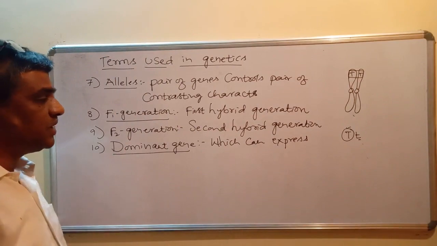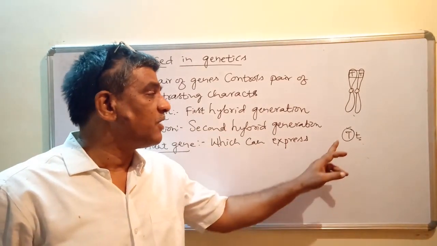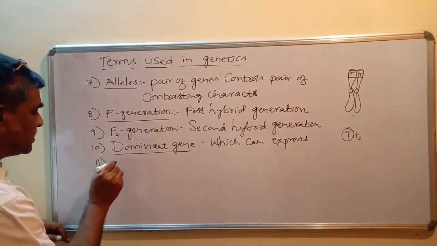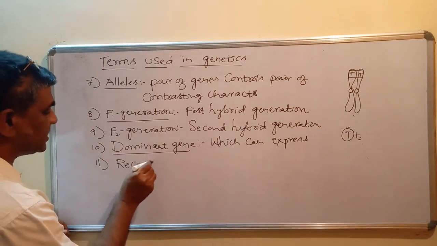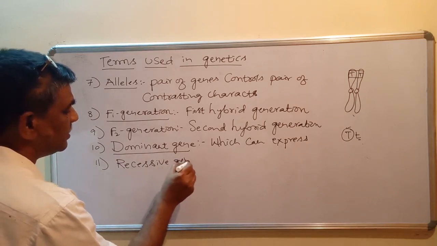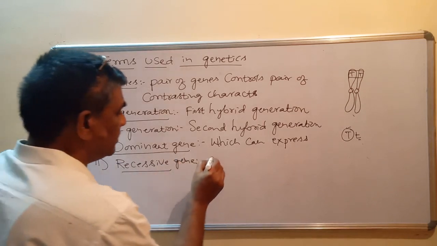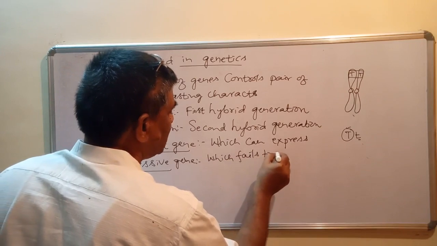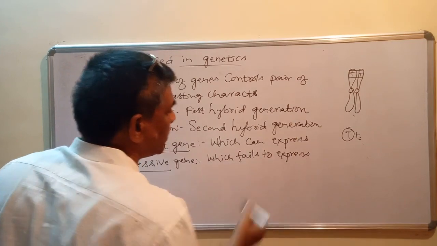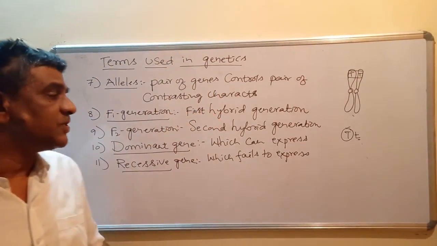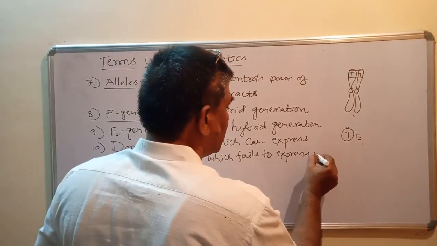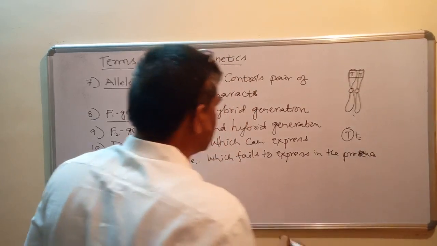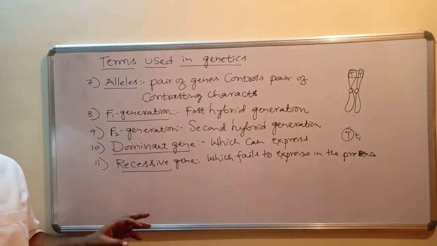So the dominant gene, which can express in the presence of the opposite one, is very, very important. Similarly, the next one is called a recessive gene. A recessive gene means the gene which fails to express, or does not express, in the presence of another gene, in the presence of the opposite gene, is called a recessive gene.